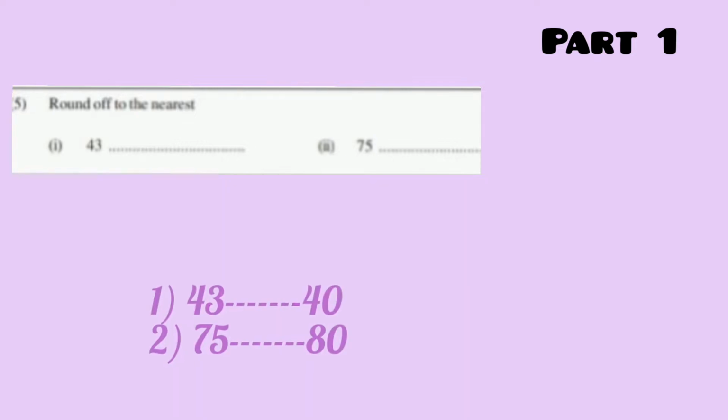Question 5, round off to the nearest 10. First one, 43. It can be rounded off to 40, 75 to 80. When rounding off, we have to consider the last digit of the number. If the last digit is 5 or greater than 5, it is rounded off to the nearest higher multiple. If it is less than 5, it is rounded off to the nearest lower multiple.